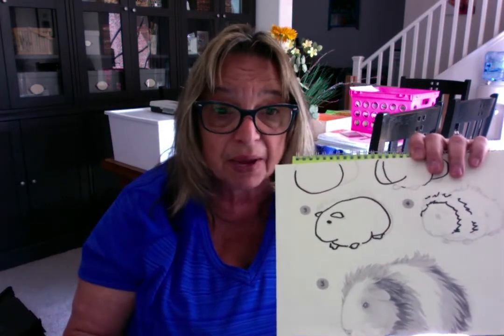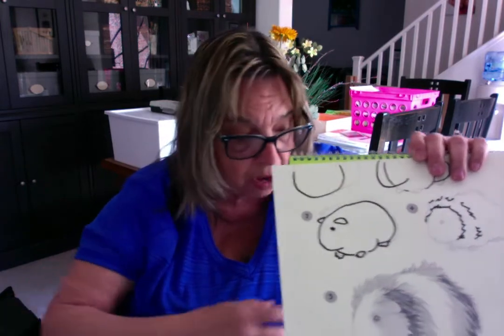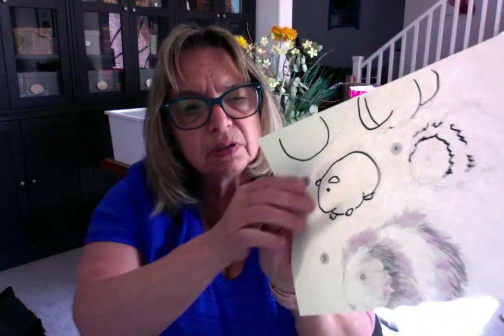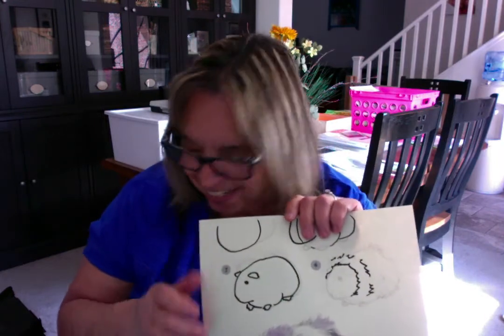Now I decided I wanted to make mine furry a little bit different. So I'm going to put some glue on my guinea pig. So I'm going to put the glue right where the fur is. You can see the purple glue. And I'm going to put fur on him. And guess what I'm going to use?